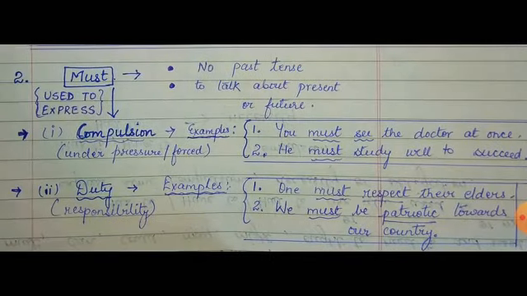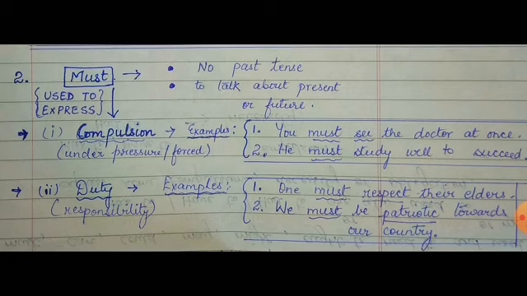The next modal we are looking at is must. Must doesn't have any past tense. It is used to express only future tense or present tense. So must is used to express compulsion, duty, obligation, necessity, or a logical certainty. Let us look at how we use must under compulsion.